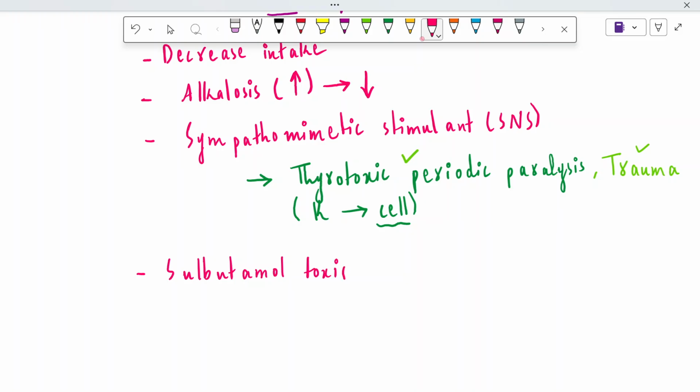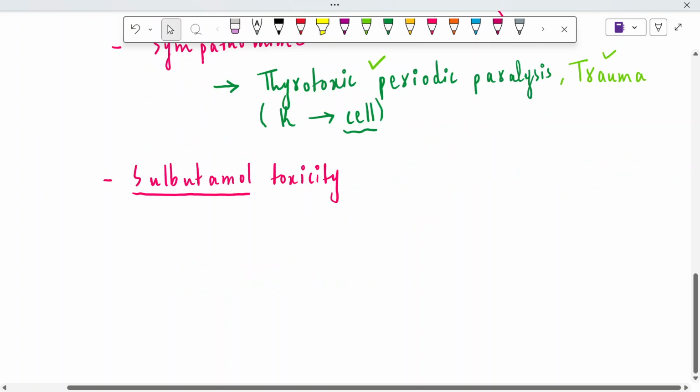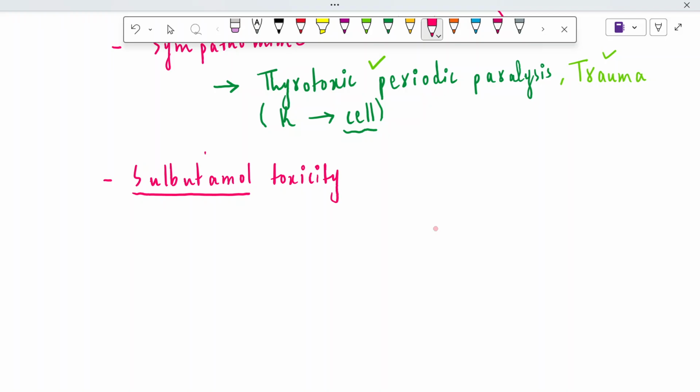If we give a controlled amount of salbutamol, it's used to treat asthma, right? And it's used to treat hyperkalemia, but our topic is hypokalemia. It means that when we give salbutamol in an uncontrolled amount, it will cause hypokalemia. It will result in dangerous hypokalemia. We will study in hyperkalemia that in its treatment, we give salbutamol 4 times.